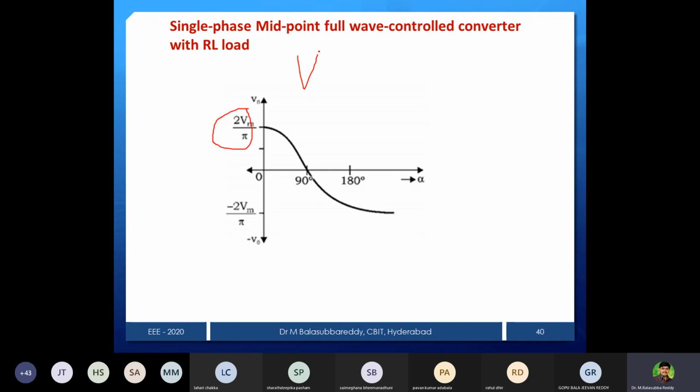Alpha is 0 means what is our expression? The VDC expression is 2 Vm by pi into cos alpha. So when alpha is 0, it is 2 Vm by pi. That's why I mentioned maximum. Then at alpha 90 degrees it is 0, and at alpha 180 degrees it is minus 2 Vm by pi. So gradually the voltage drops, reaches 0 and becomes negative. This I call first quadrant operation and this I call fourth quadrant operation. So beyond 90 degrees is fourth quadrant and below 90 degrees is first quadrant operation. Like this we can explain.